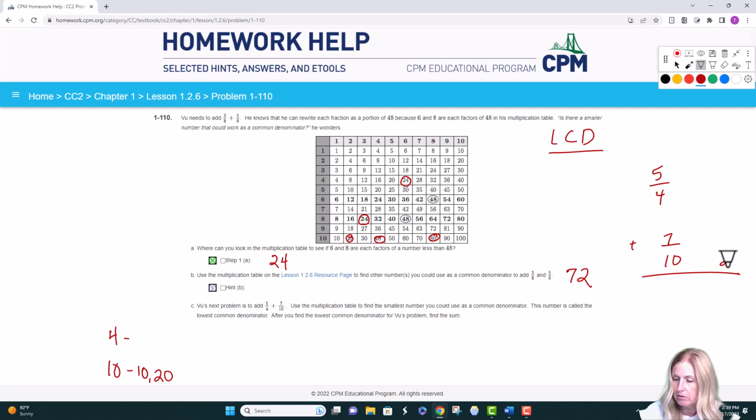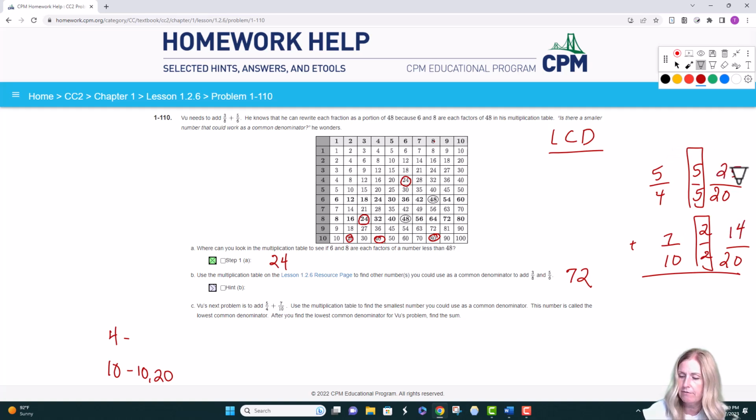Here we go. We are going to use our giant 1. 4 times what is 20? 10 times what is 20? 5 times 5 is 25. 7 times 2 is 14. 25 plus 14 is 39 20ths. You want to turn it into a mixed number, so 20 goes into 39 one whole time, and out of 20 there would be 19 left over.